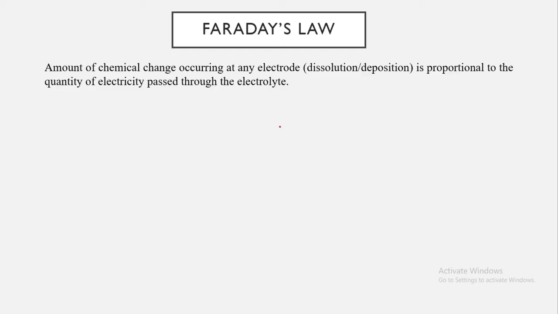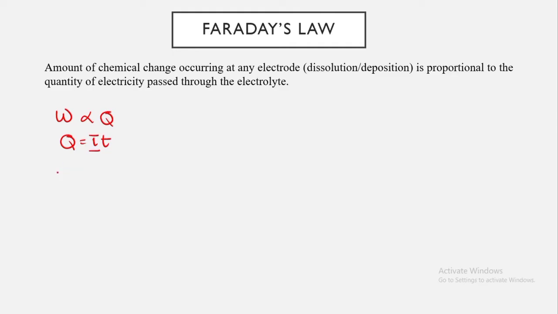Now let's look at Faraday's law. In this video, we're going to focus on the first law of Faraday, or Faraday's first law. With Faraday's first law, the amount of chemical change occurring at any given electrode, as the dissolution, which is the anodic reaction, or the deposition, the cathodic reaction, is proportional to the quantity of electricity passed through the electrolyte. In this case, we can express that W is directly proportional to Q, which is the charge. And we know that Q is equal to I times t, that's the current times time.